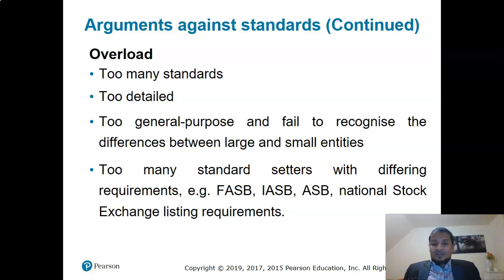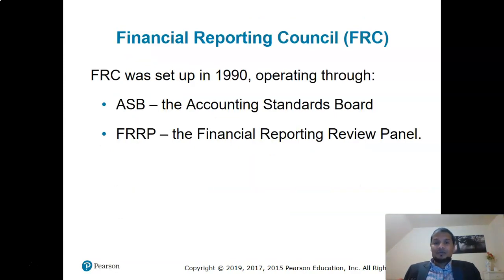And also if you see the standards set by FASB, the Financial Accounting Standards Board, or the International Accounting Standards Board, or the National Stock Exchange, or the London Stock Exchange listing requirements, there are huge requirements or standards. Organizations are overloaded with the standards. It's sometimes hard for them to follow or cope with all those regulations. And that's why some people don't like it, oh, too many standards. Yeah, this is an argument against accounting standards.